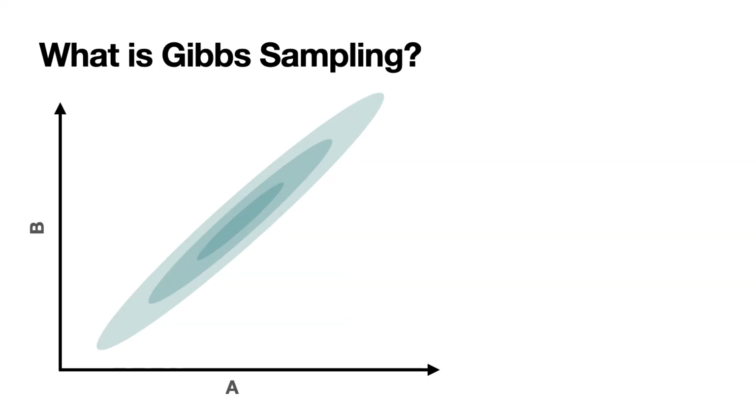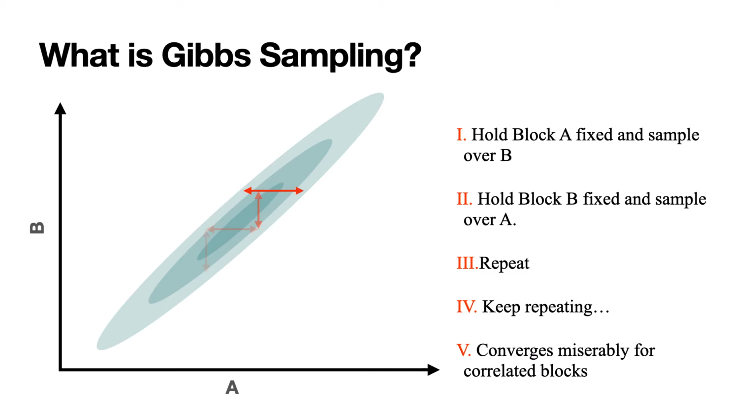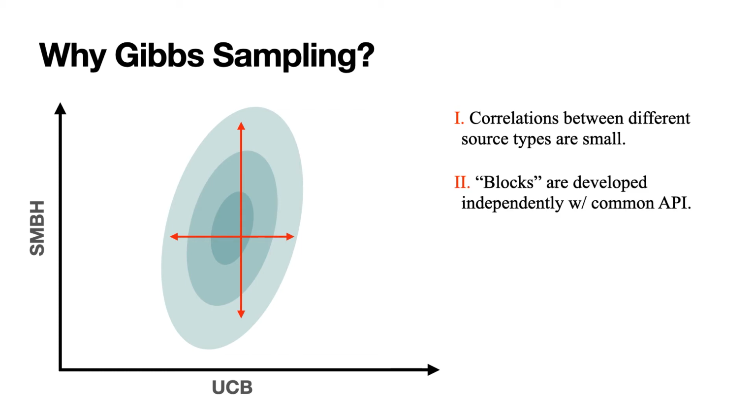So what is blocked Gibbs sampling? Imagine two blocks of parameters A and B, here compressed onto a 2D plane, but A and B can both represent several individual parameters. The Gibbs sampling approach is to hold one block fixed, say A, and then sample over block B, then hold B fixed and sample over A, and rinse and repeat until the full posterior is covered. As suggested by this little cartoon here, the blocked Gibbs approach has a pretty horrible convergence when the blocks are highly correlated, but we already discussed how the actual correlations between sources are generally small. What we really need the global fit for is to account for the uncertainties in each block.